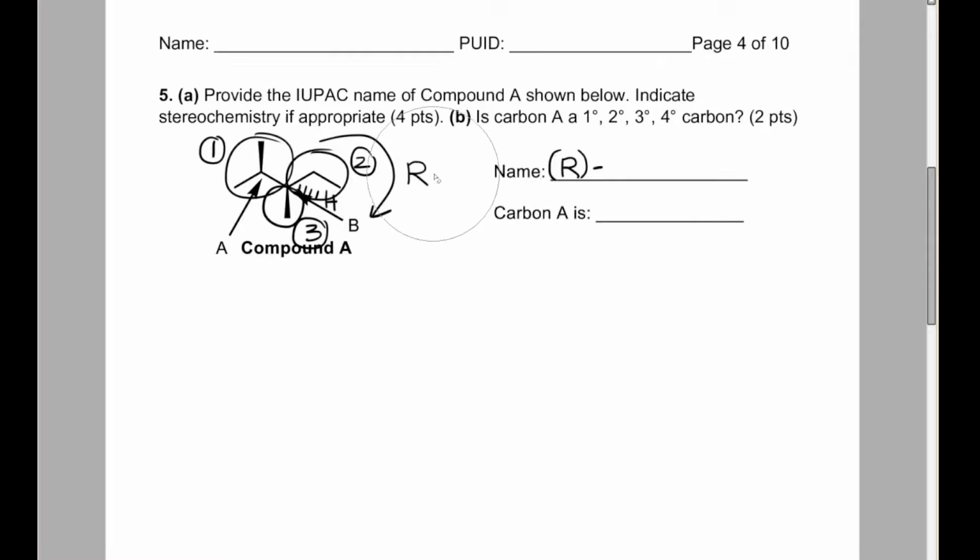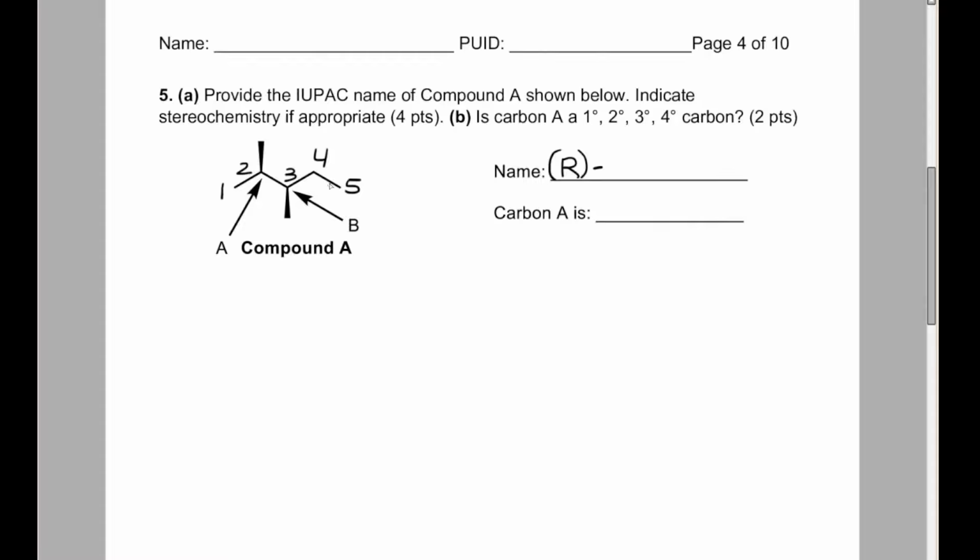So now it's probably a good idea to number this parent chain. We can obviously tell that this is the longest chain, so it is the parent chain. We have 2 options of numbering it. We can either start 1 from here on the left or 1 from here on the right, but we should start on the left because this allows for these methyl groups to have the lowest numbers, which is what we want. So let's go ahead and do that.